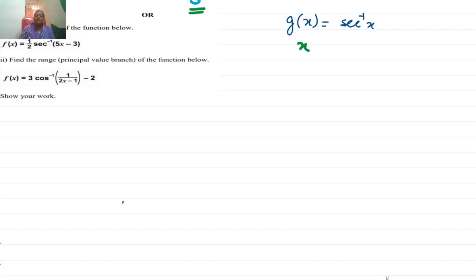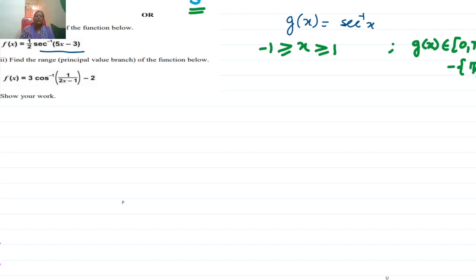Domain, the value of x will be greater than or equal to 1 or less than or equal to minus 1. And what will its range be? Remember, it is 0 to pi except pi on 2. So it will not correspond to pi on 2, but all other values from 0 to pi. And the domain will be greater than 1 or less than minus 1. So making use of this information, we'll take up this question's domain.